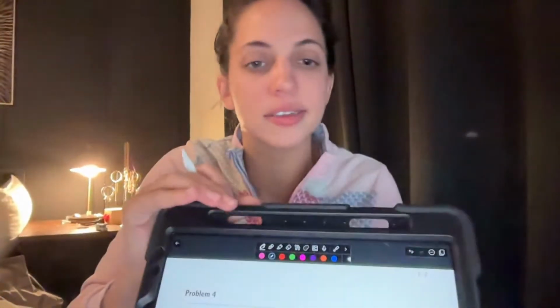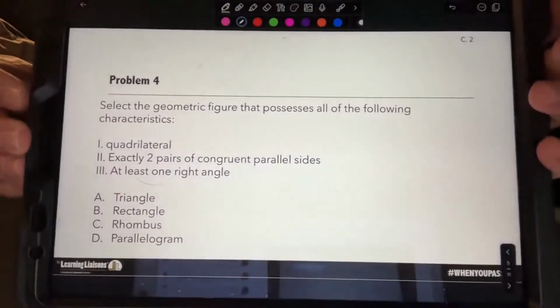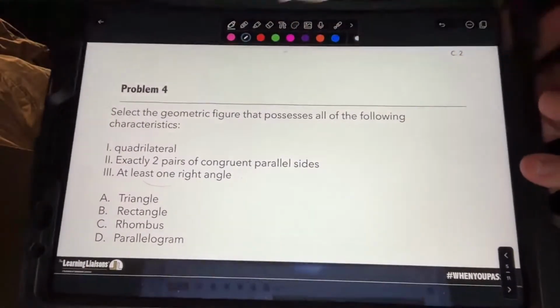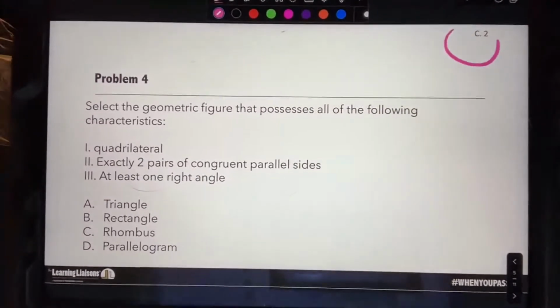All right, this iPad's not connecting, so we're just going to go old school. We're just going to do math like this. Here we go. All right. This is still Competency 2, geometry, and let's go ahead and get started.